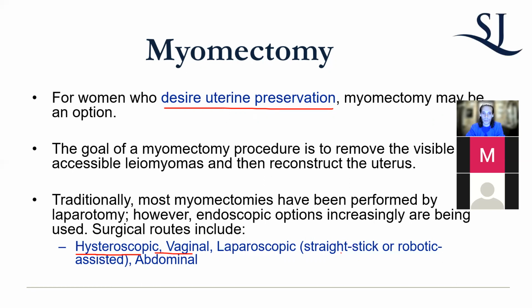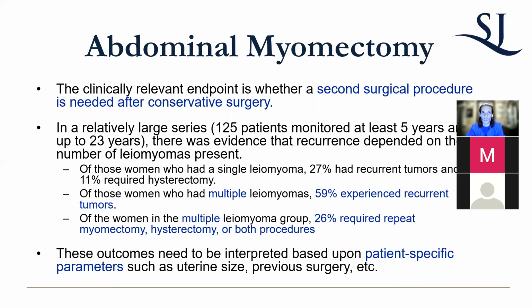Hysteroscopic, vaginal, abdominal, or laparoscopic, okay? Your abdominal myomectomy is usually, I think that's probably the best treatment if you have large fibroids that aren't exclusively submucosal.